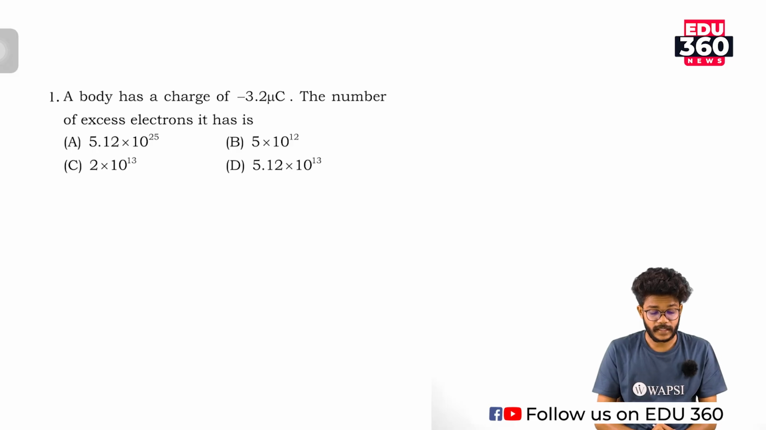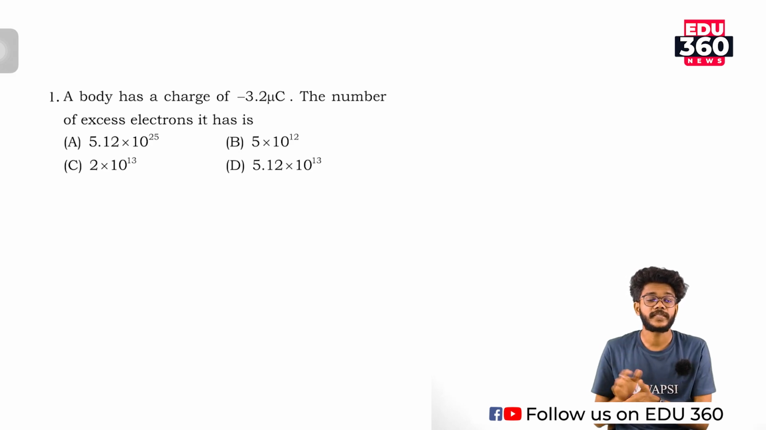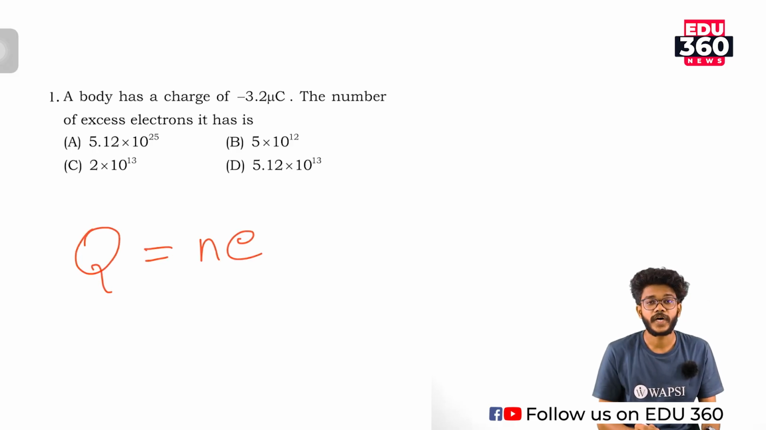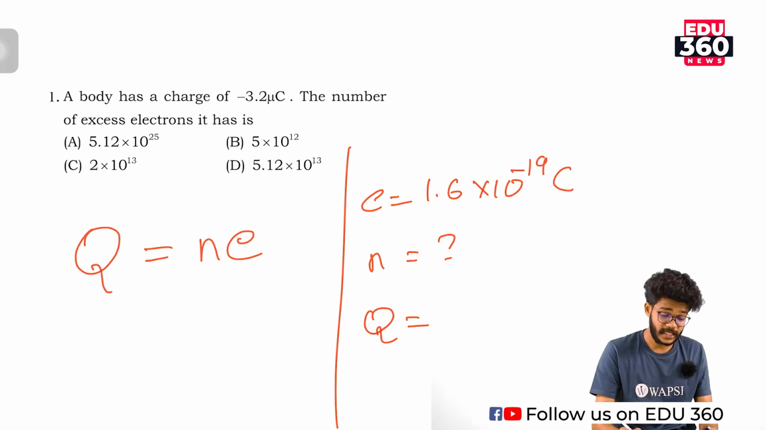The number of excess electrons it has is... So we want to connect the total charge with the number of charges and the unit charge. We want to connect all these data. That is given by the equation of quantization of charge, Q is equal to Ne. What is e? e is 1.6 into 10 raised to minus 19 coulomb. What is N? We have to find. What is Q? That is given inside the question.